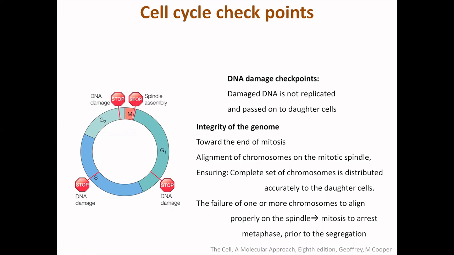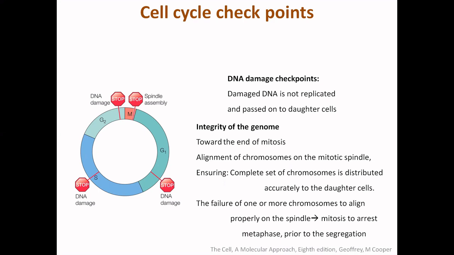Then coming to the spindle assembly checkpoint, which is found at the end of mitosis. What is the objective of this checkpoint? Alignment of chromosomes on the mitotic spindle, ensuring a complete set of chromosomes is distributed accurately to the daughter cells. If one or more chromosomes fail to align properly on the spindle, mitosis arrests at metaphase stage prior to segregation. So the objective of the spindle assembly checkpoint is to not let unequal distribution of chromosomes occur, ensuring accurate distribution of the chromosomes into the daughter cells.